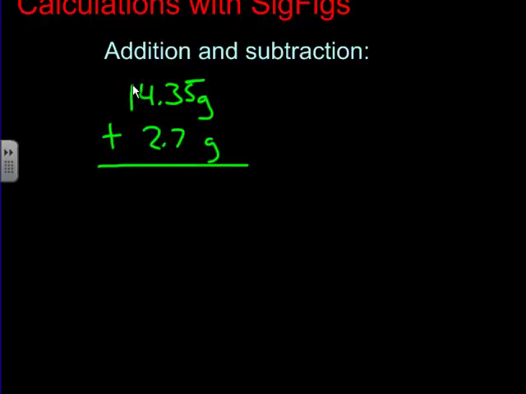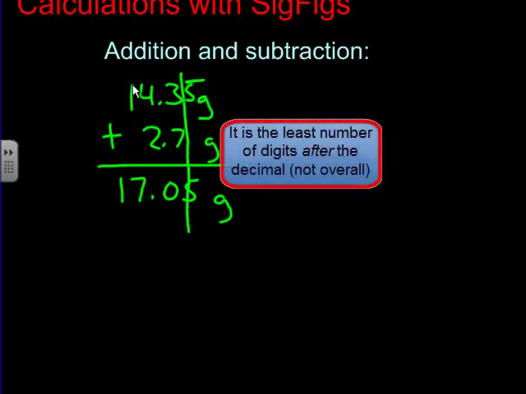So we're going to add 2 numbers here, 14.35 grams to 2.7 grams. We punch that into our calculator and we get 17.05 grams. Now, what this shows is that my answer is more precise than one of my measurements, and that's why we do SigFigs. That can't count.